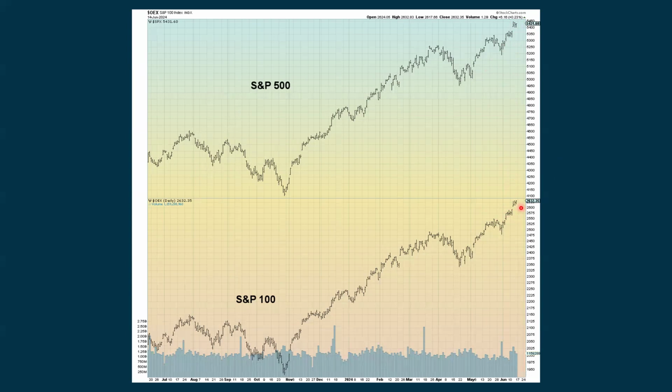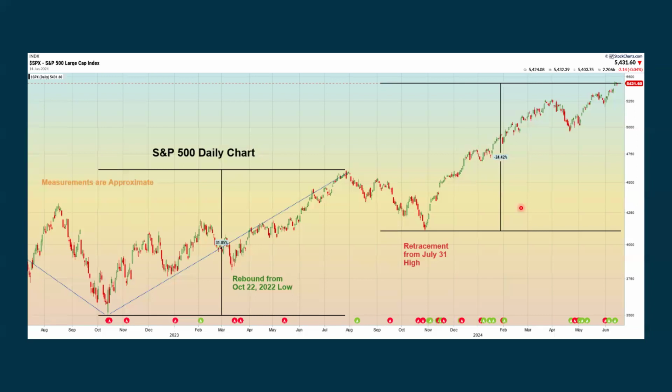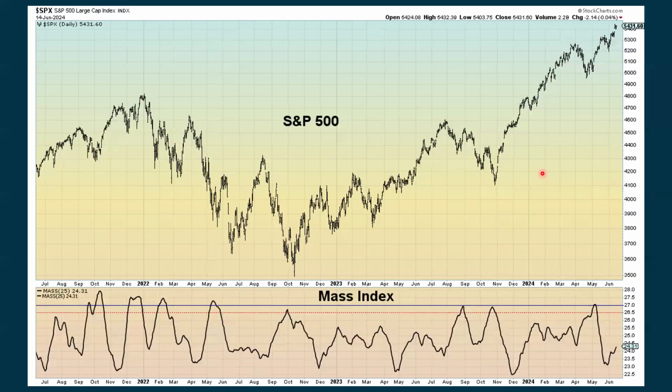Then we measure going back to the low that was set in October 2023 and the bounce that we've seen up off of that. And we're up about 20, almost 25% from that October low.